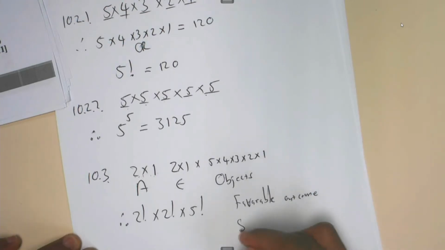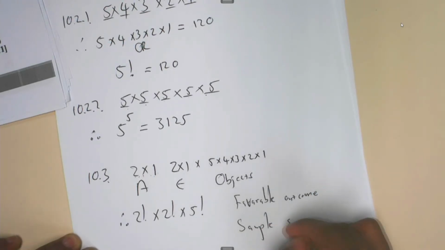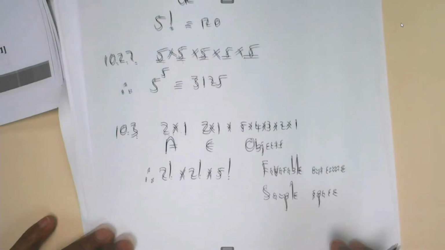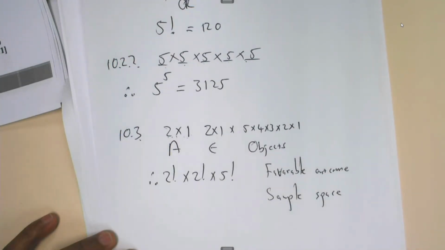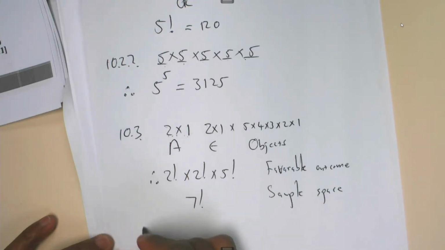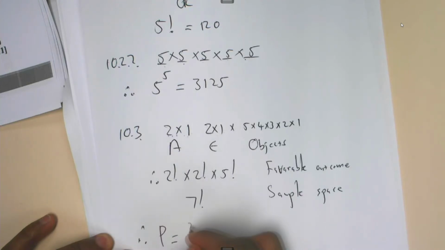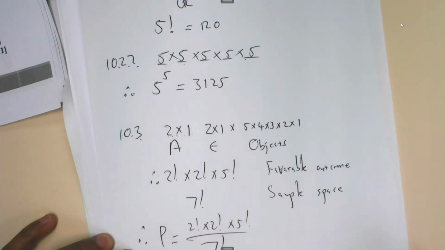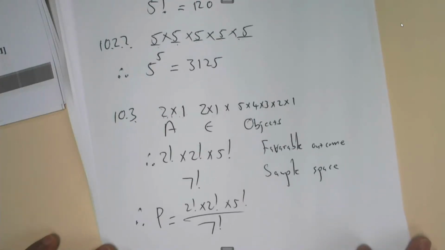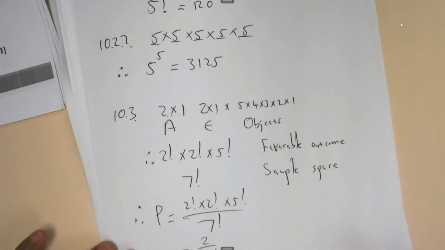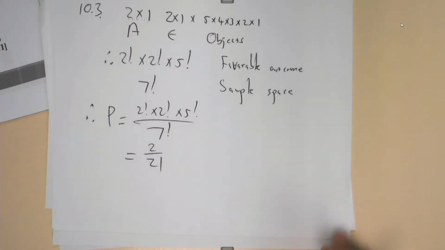And then what's our sample space? The total number of possible outcomes. All in all, how many people do we have here? We have 7. So we'll have 7 factorial as our sample space. Therefore, the probability will be 2 factorial times 2 factorial times 5 factorial over 7 factorial. After simplification, what we'll have is 2 over 21.